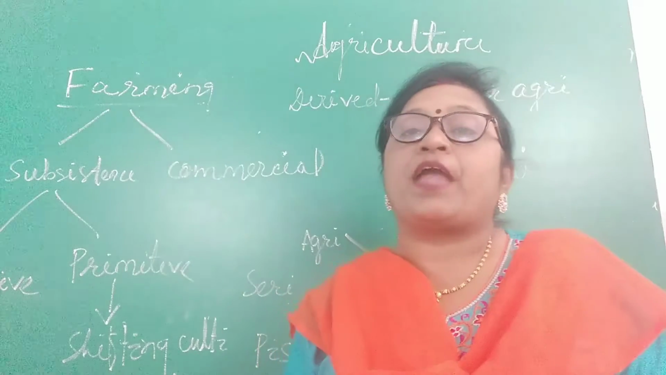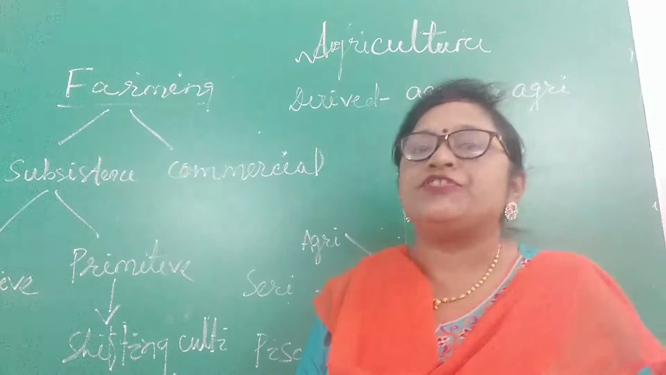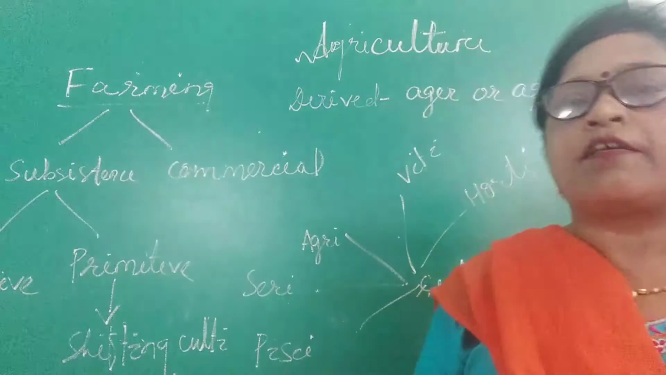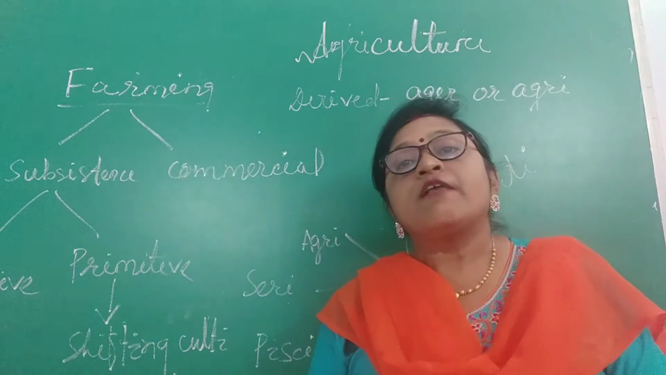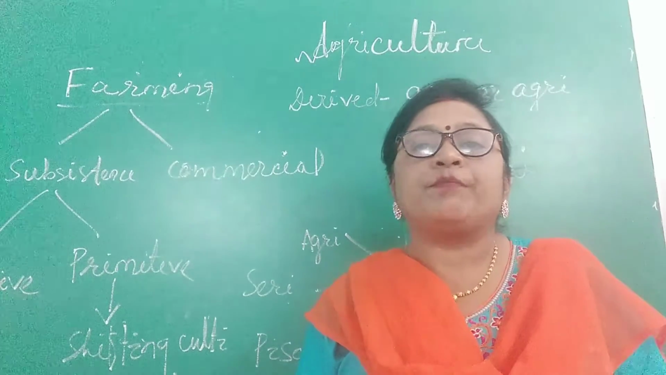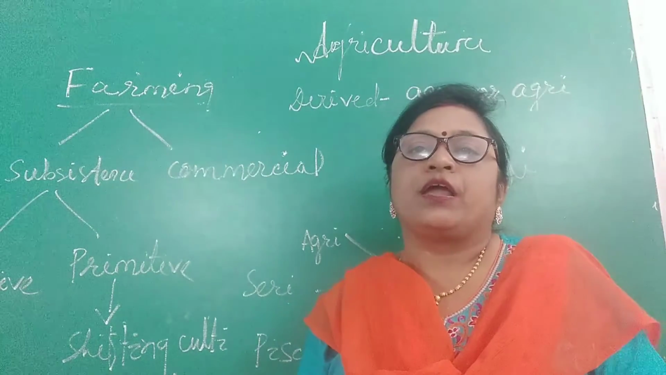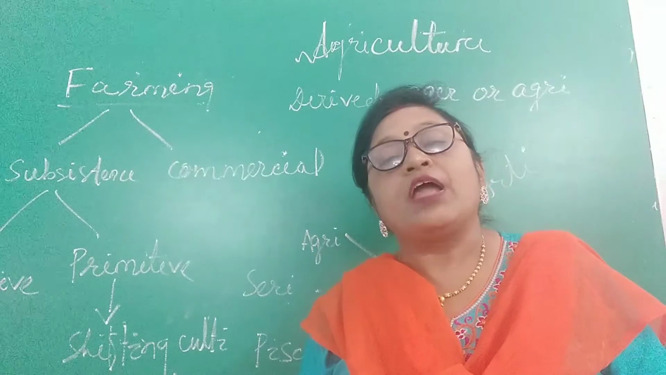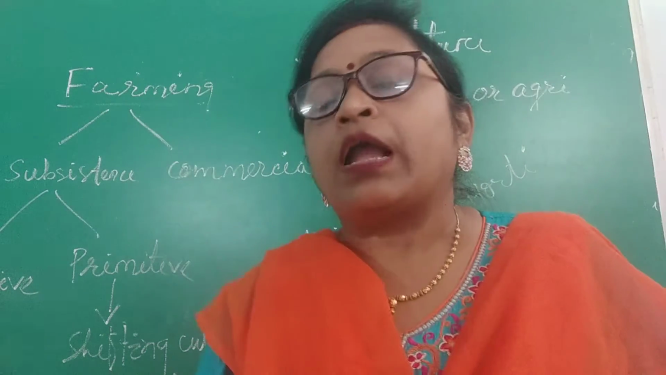There are other primary activities also, like agriculture, sericulture, viticulture, pisciculture, and horticulture. Agriculture means the science and art of cultivation of the soil, raising crops and rearing livestock. Sericulture is where silkworms are reared. Viticulture means the cultivation of grapes. Pisciculture means breeding of fish in special tanks or ponds. And horticulture means growing crops and vegetables. These also come under primary activities.